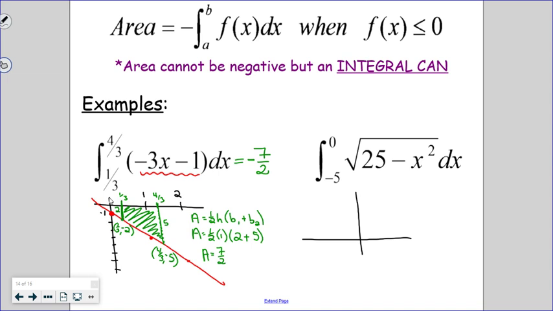What shape are we looking at? Circle. Top half or bottom half? Top, right? Because it's positive radical. If we put a negative in front of it, we'd be looking at the bottom half of it. Radius of what?